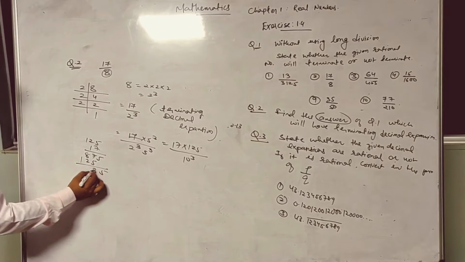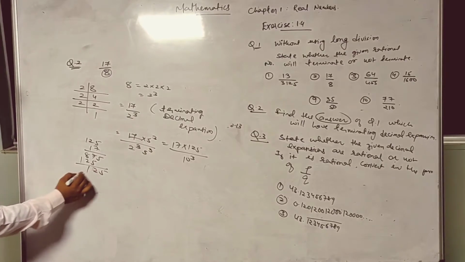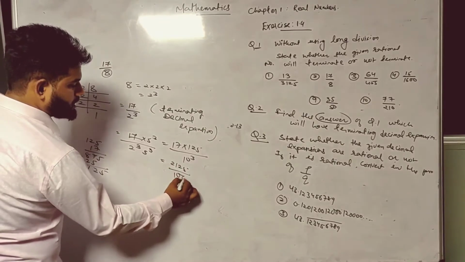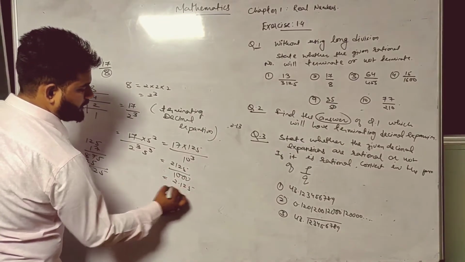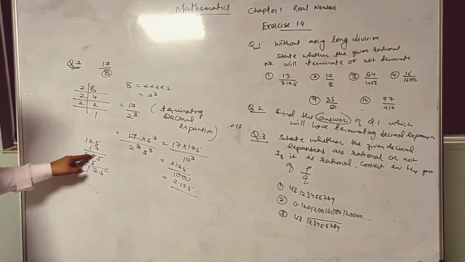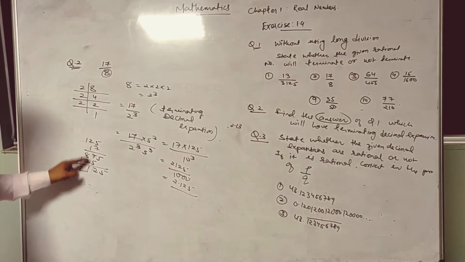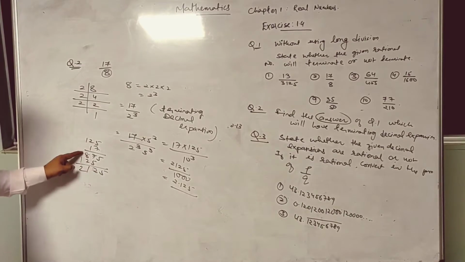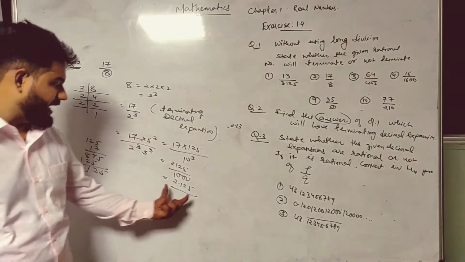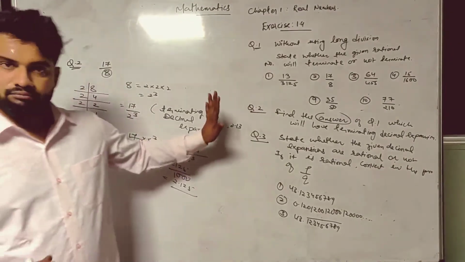So 5, 12, 11, 2. 2125. 2125 by 1000. So your answer is 2.125. Let us check the multiplication once more. 7 fives are 35, 7 ones are 7, 14 plus 3 is 17, 7 twos are 14, 5 ones are 5, 2 ones are 2, 1 one is 1, so 5, 12, 11, 2. Okay, 2125 by 1000. So 2.125 is your final terminating answer.